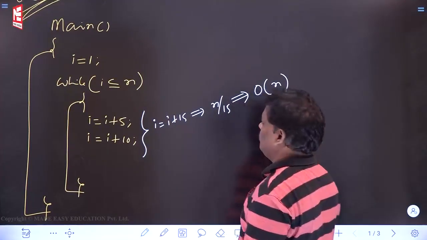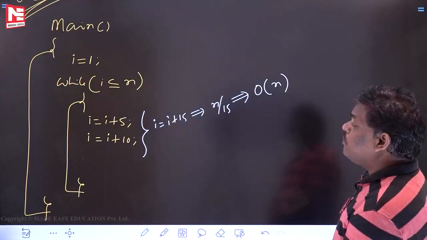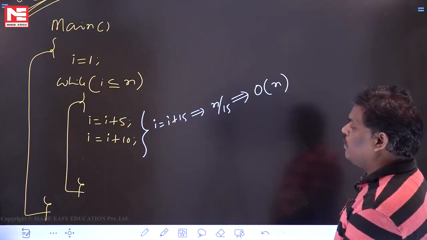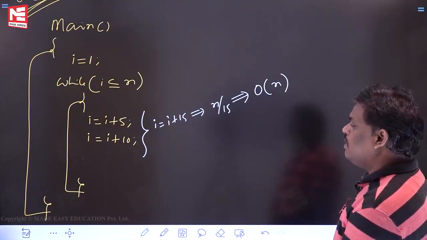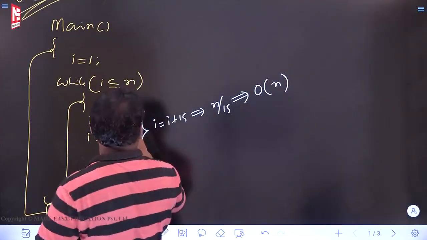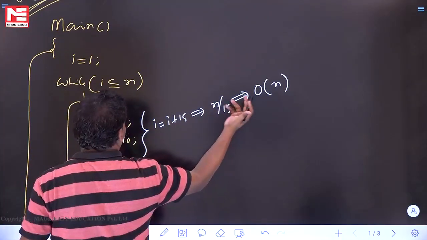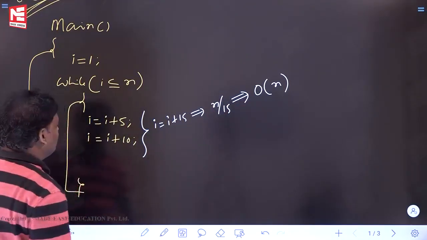You know this very well. The time complexity of this program: always incrementing by 5 only, n by 5 will come. Always incrementing by 10, n by 10 will come. Because both are happening, what is the answer? i = i + 15, which will go to n by 15, big O of n. That is fine. Now see the interesting answer.